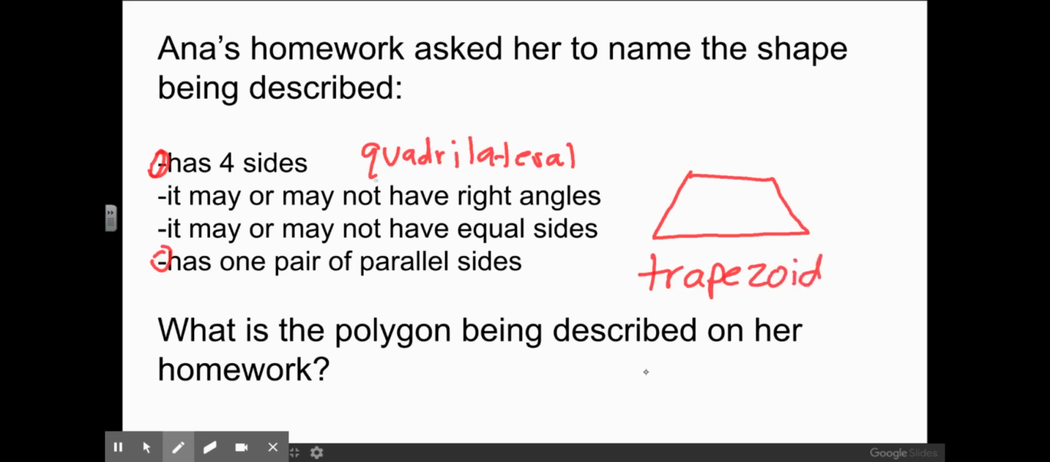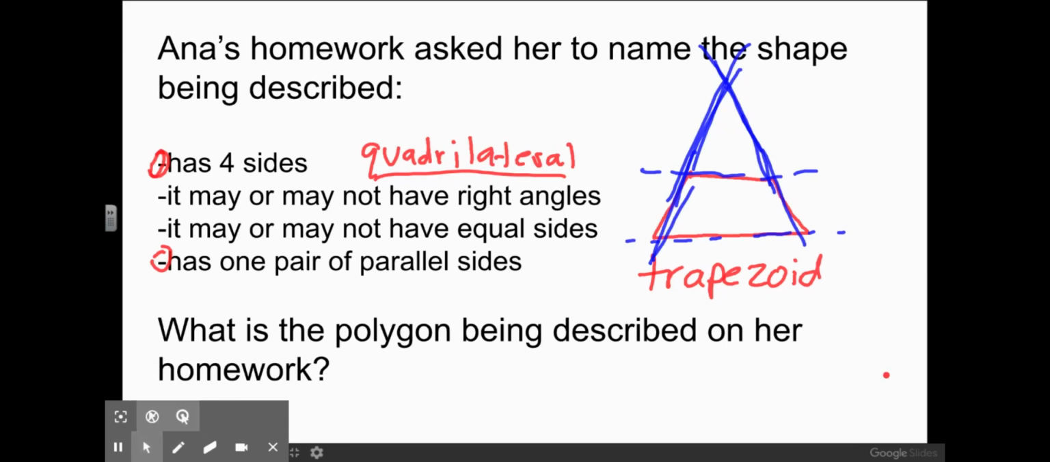Now, a trapezoid is a quadrilateral because it has 4 sides, but it is not a parallelogram because parallelograms have 2 sets of parallel sides. This one only has 1. This side and this side. These sides would eventually cross if we continued them. So the polygon being described on here, on her homework, is a trapezoid.